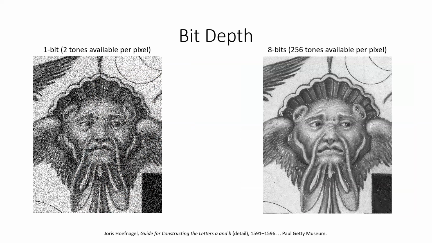Bit depth is defined by the number of bits that are available to be used to represent each pixel in an image. So in the image on the left, each pixel in this image contains 1 bit, and that bit can either be black or white. But in the image on the right, each pixel contains 8 bits, so each pixel can be one of 256 shades of gray, and that results in a much smoother looking image.